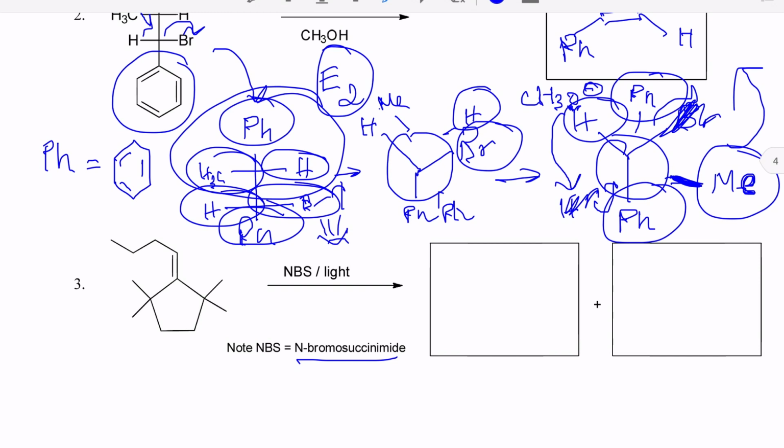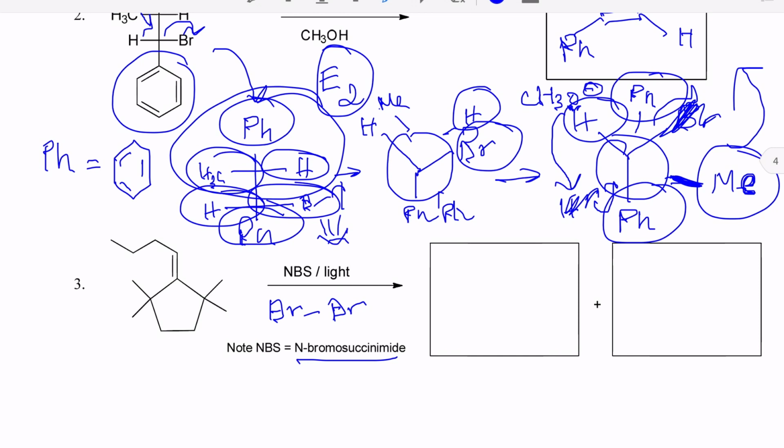So in a lab, when you would actually do this, you have a sample of NBS, but within that sample it also contains some of the bromine compound. Since bromine is diatomic, we also have some bromine in the solution. And this bromine is sufficient to kick off, or initiate, a radical bromination reaction. So basically, when you see NBS with light, you should be thinking radical bromination.